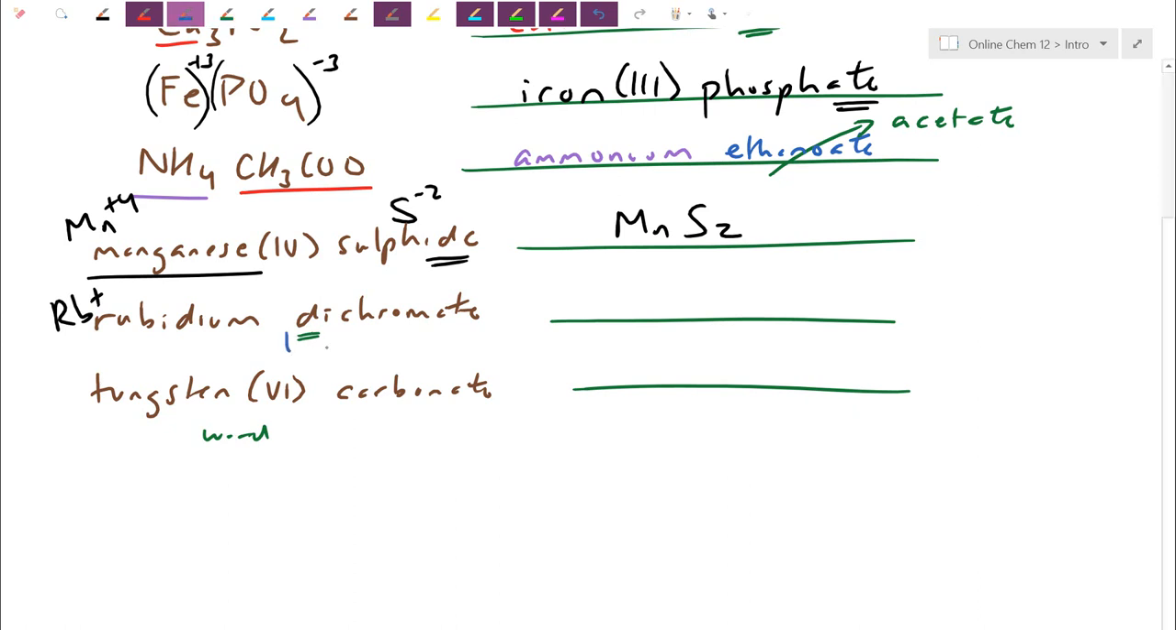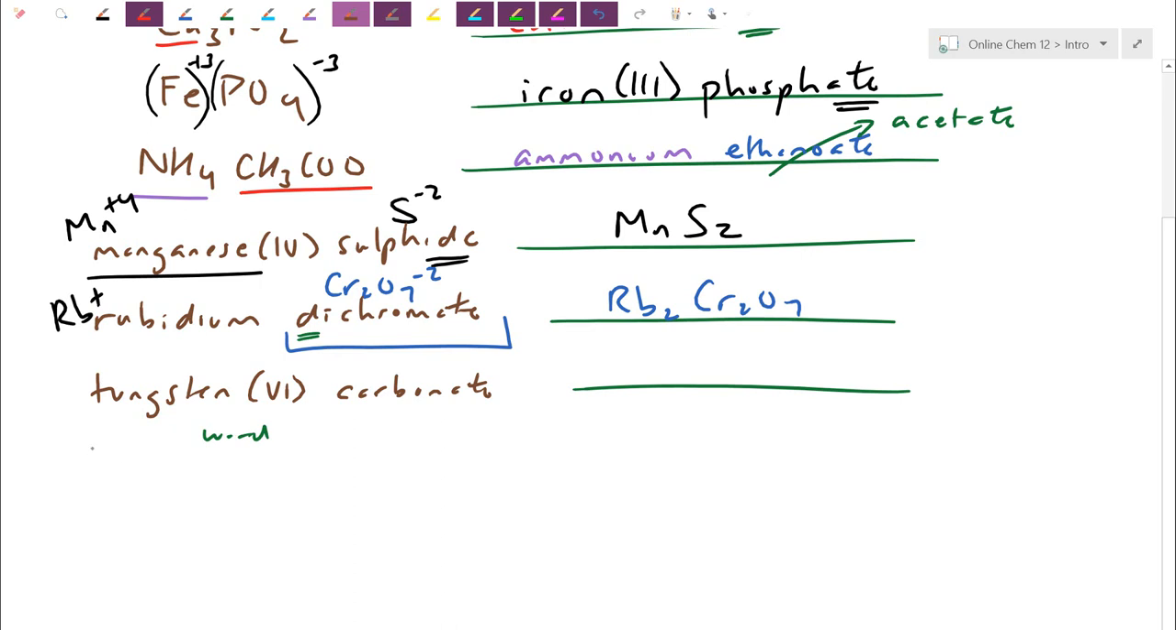In this case here, it's just a common name, dichromate. Dichromate actually stands for Cr2O7 2-. We are going to need two rubidiums here, so Rb2 and then Cr2O7. That's rubidium dichromate. And then for the tungsten, although it has a really weird letter, tungsten is actually W.